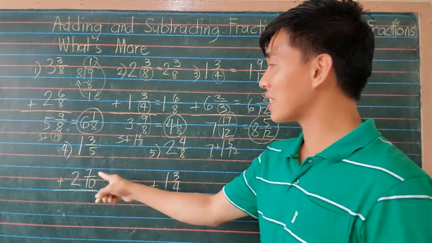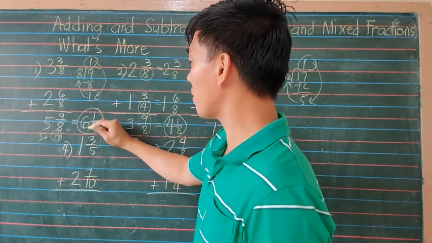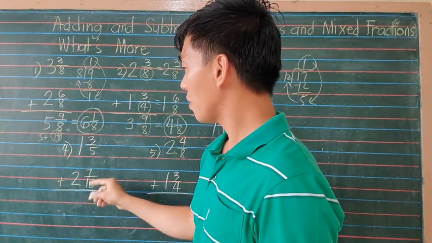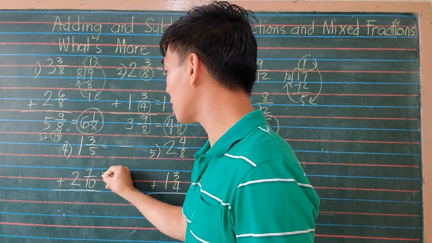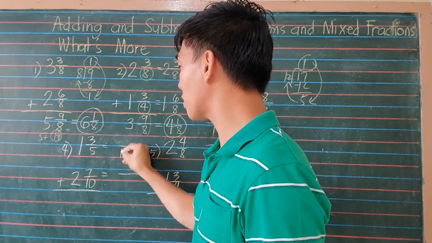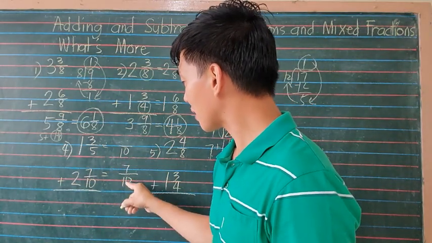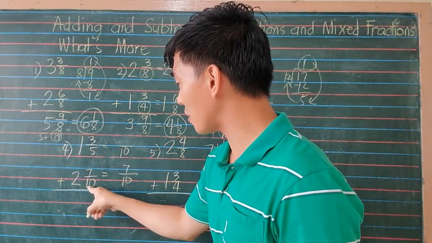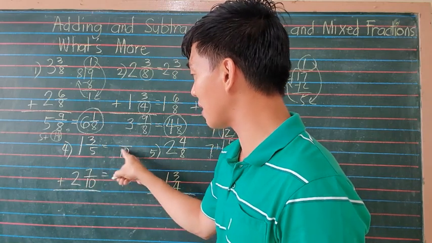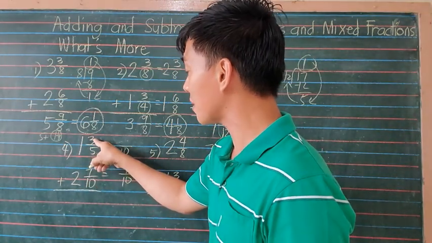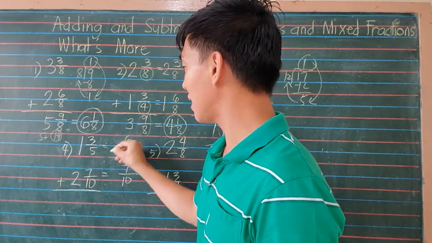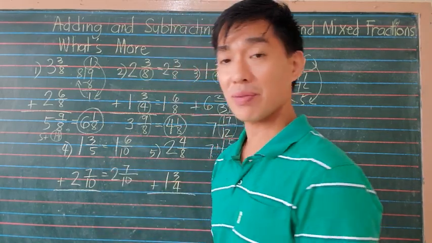Let's proceed to item number 4 here. Allow me to erase this one first. Now, they don't have a common denominator, so look for the common denominator, which is 10. Now, 10 divided by 10 is 1 times 7, that is 7. 10 divided by 5 is 2 times 3, that is equal to 6. Then copy 1 and copy 2.